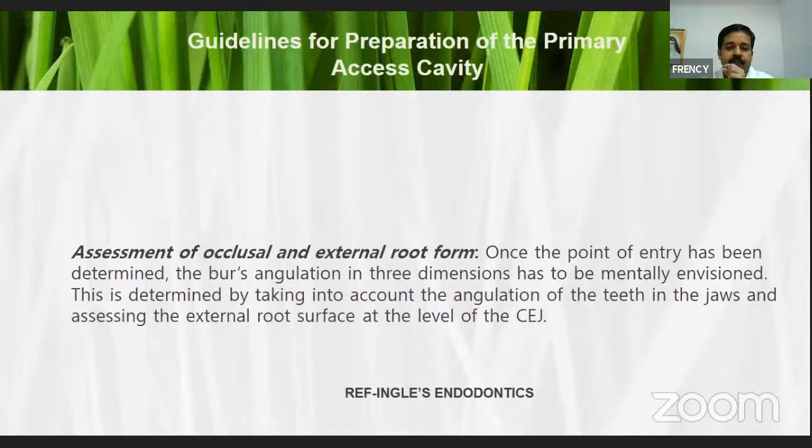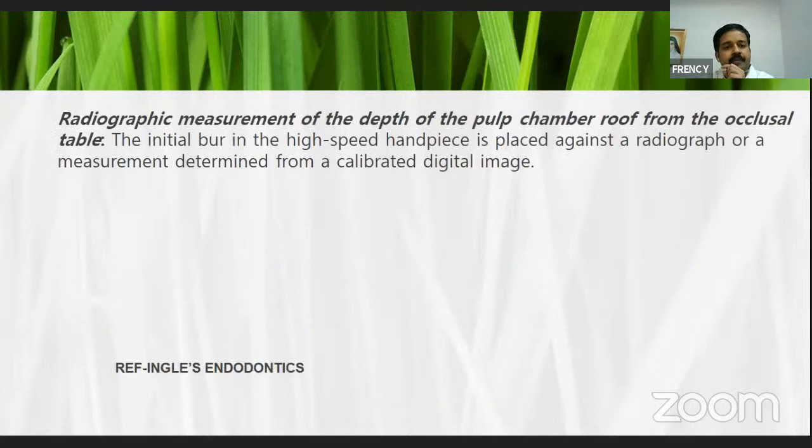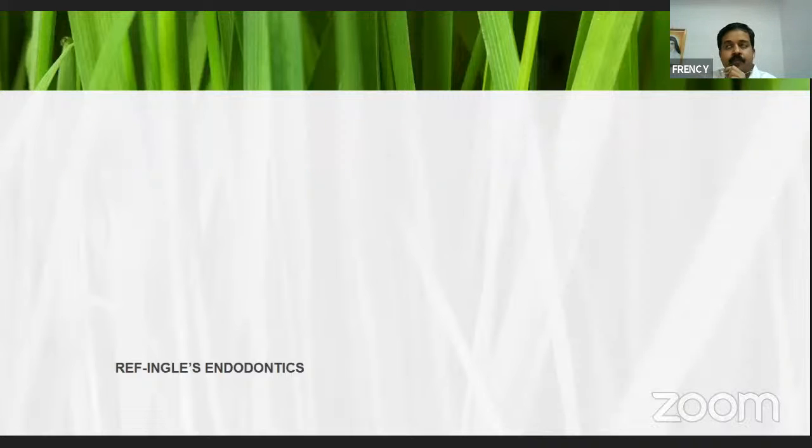CEJ is considered to be one of the constant landmarks. Sometimes the tooth may have a cervical tapering. All these things you have to take into consideration. Then radiographic measurement of the depth of the pulp chamber from the occlusal table. So the initial bur in a high-speed handpiece is placed against a radiograph, or measured from the calibrated digital image. Sometimes if it is a mesotaurodont or a taurodont, you have to go more towards the apical region.